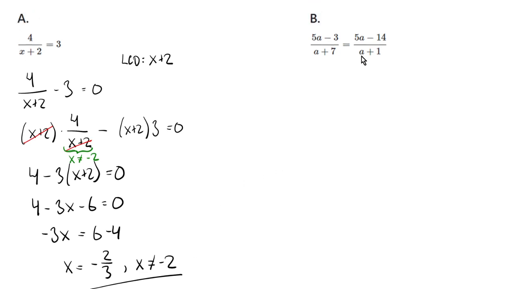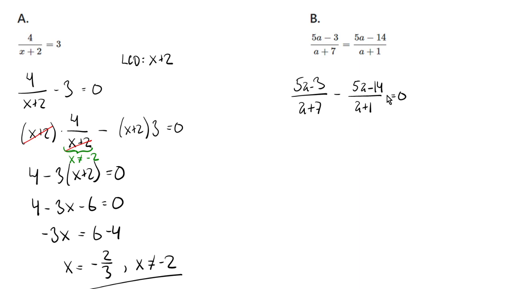In B, we're going to do the same process. We're going to move both of the rational expressions to the same side. So we're simply going to subtract the rational expression on the right-hand side from both sides. So that's going to give us 5a minus 3 over a plus 7 minus 5a minus 14 over a plus 1 equals 0.